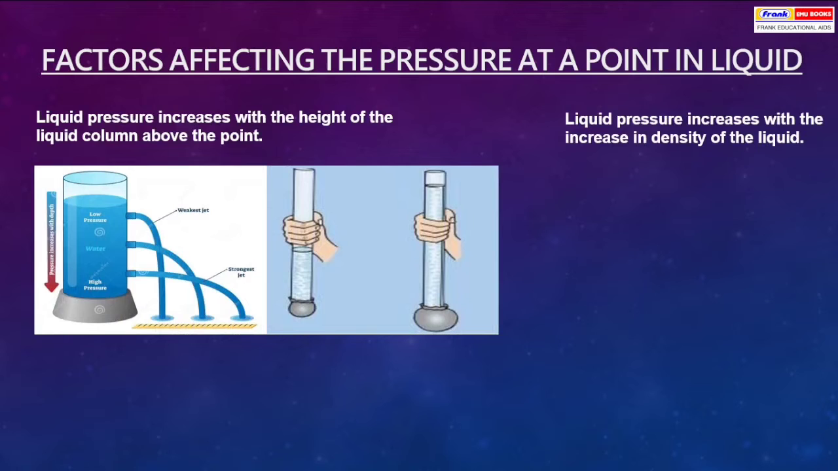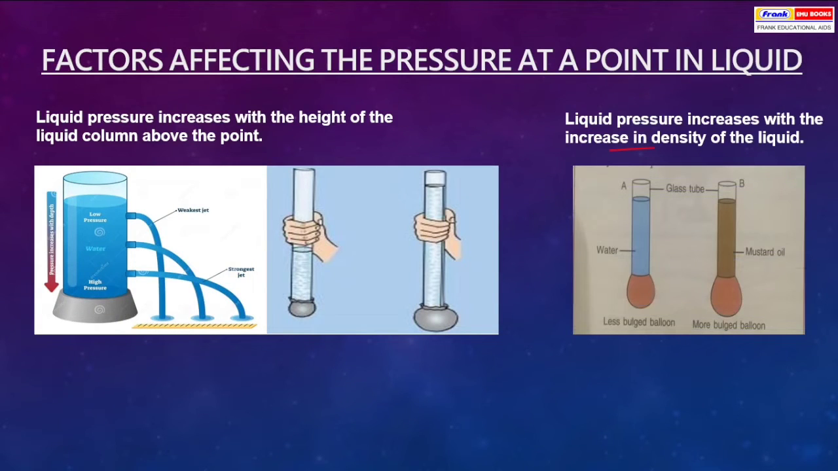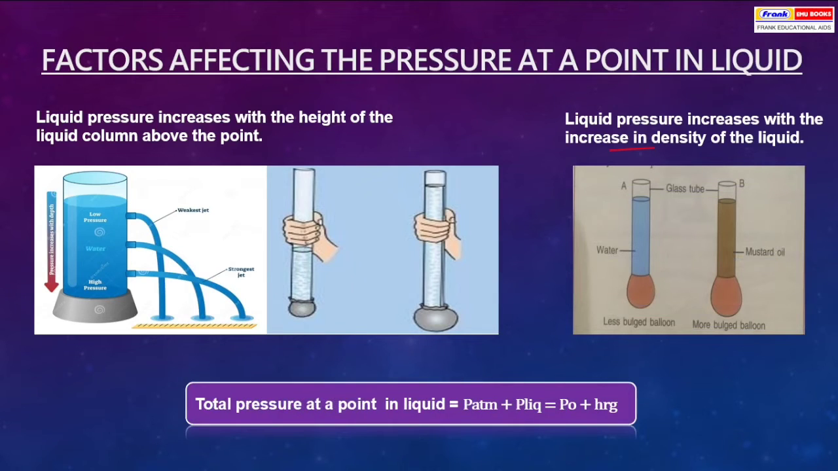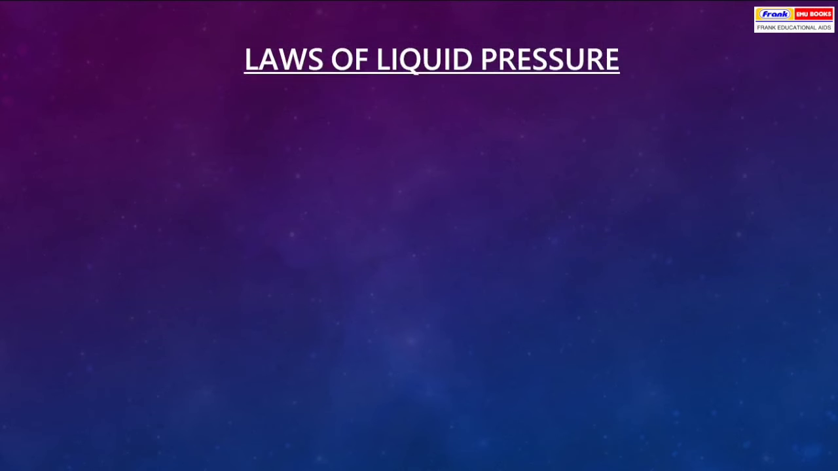Then we have liquid pressure increases with the increase in density. Denser the liquid, more will be the liquid pressure inside it. So total pressure at a point in liquid equals P_atm plus P_liq equals P_0 plus hρg. Now laws of liquid pressure.